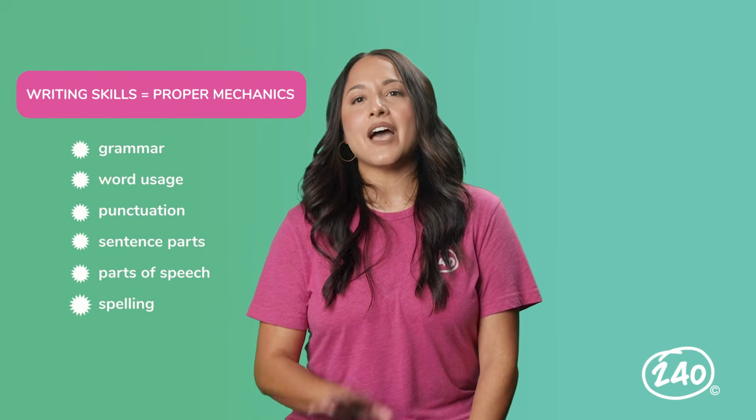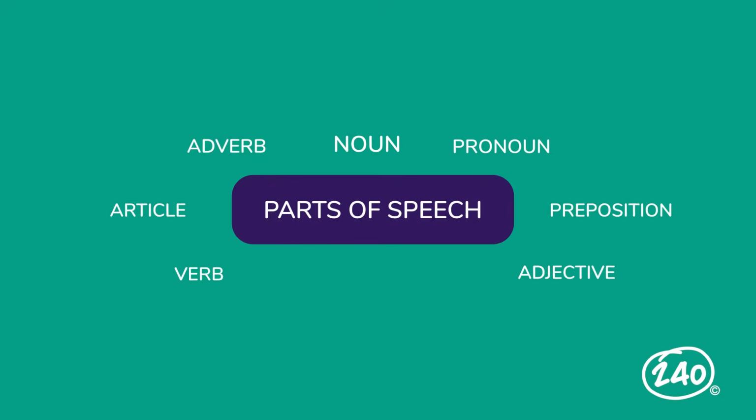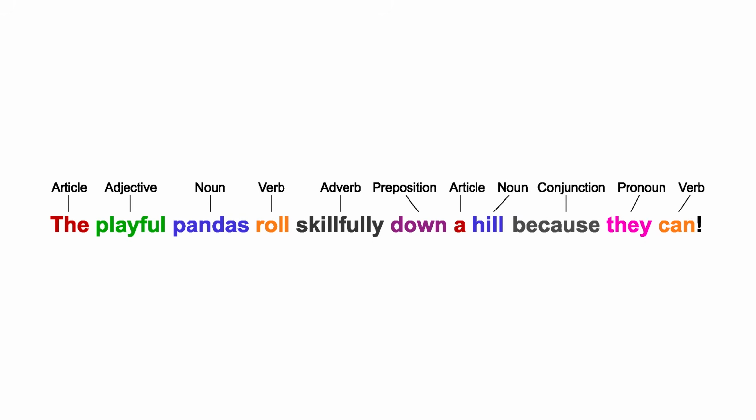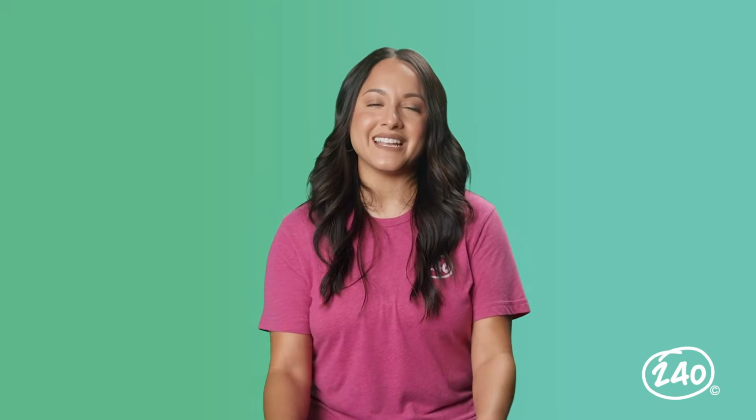Let's take a look at that part of speech bit. There are a few types of words most likely to come up. If you're rusty here, brush up. Take a look at the parts of speech labeled in the sentence, the playful pandas roll skillfully down a hill because they can. We have even more detailed information for you in our study guide.